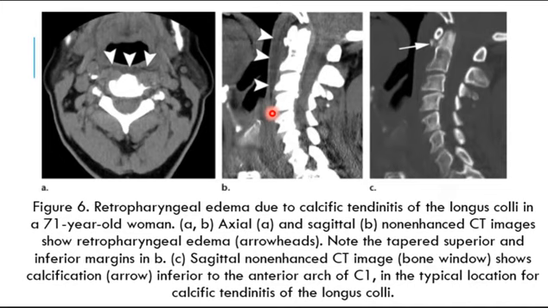And we can see the calcific attenuations within the longus colli. Usually we see it when we measure the calcific areas of the longus colli muscle. So it's a case of retropharyngeal edema due to calcific tendinitis of the longus colli muscle.